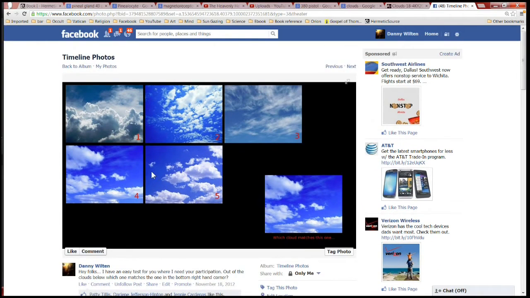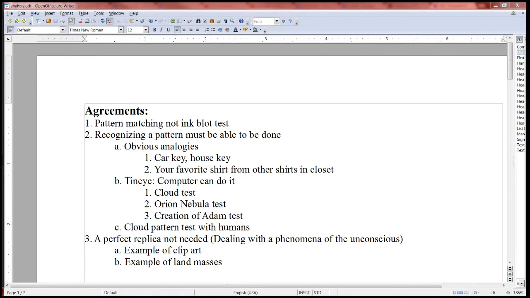Now I know this is a lot to go through for some of you, but for others of you who need to see that people can actually do this kind of thing and compare a cloud to a cloud, for the skeptics, this is actually important, and it basically solidifies the fact that somebody is able to take a set of clouds, compare them and decide which one matches.